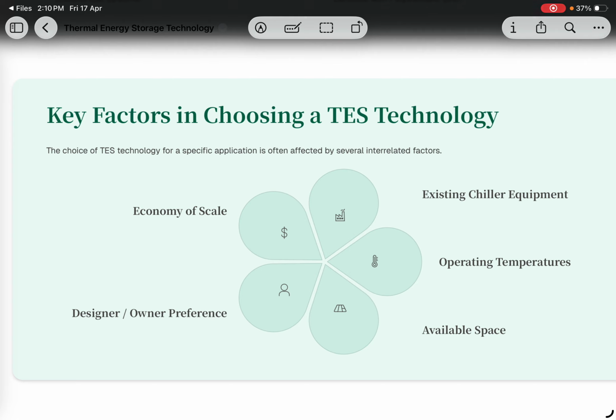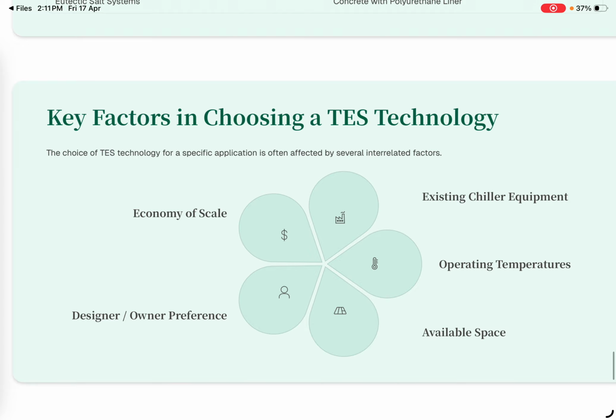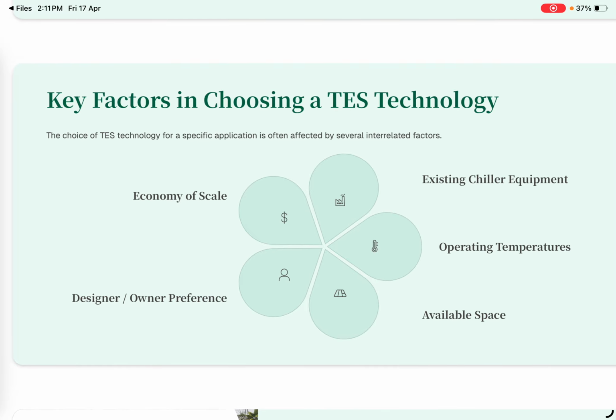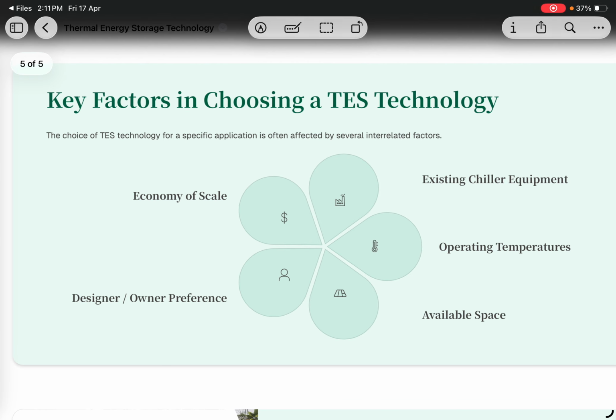We need to study the existing chiller equipment. We need to look at whether appropriate space is available or not, and obviously ask the designer or owner what thermal energy storage technology is important for them. So this way, thermal energy storage systems are designed and installed in HVAC systems. Typically that would save your energy bill, because it acts as a battery. Thank you.